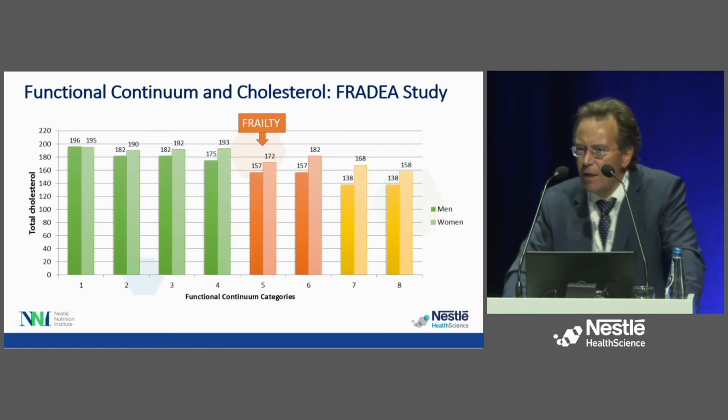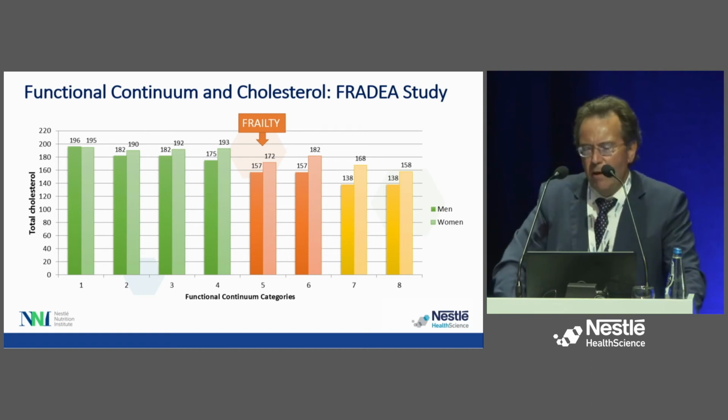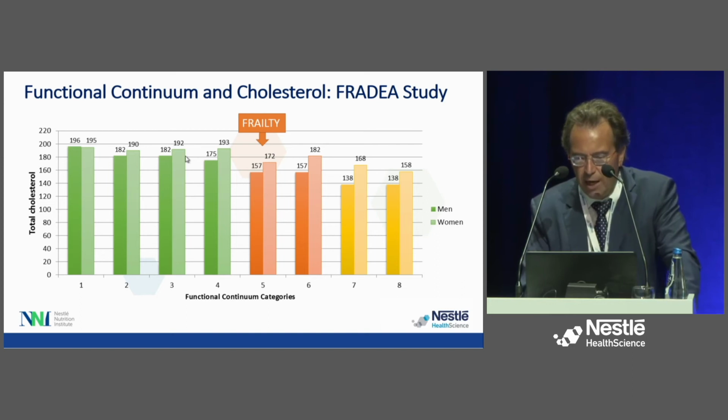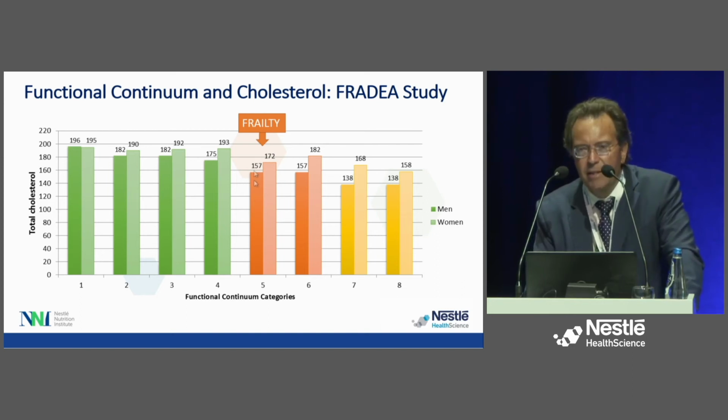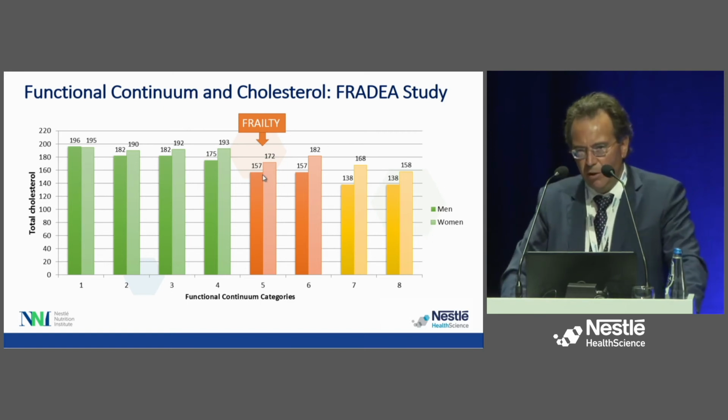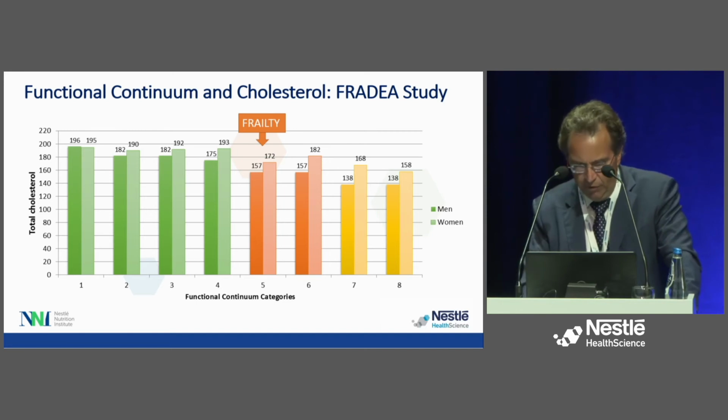And the same happens when we measure a biological marker like cholesterol. You can see how cholesterol levels go down as we become frail or disabled, but this is mainly of special interest in frail and disabled older adults, not in robust ones or in pre-frail ones.